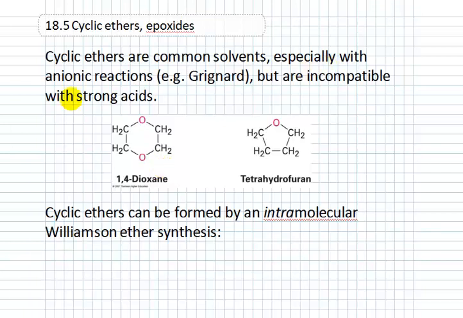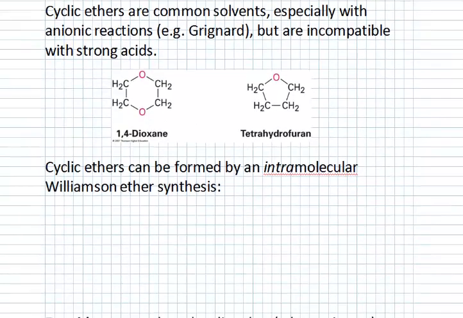So if we've got a Grignard reagent or a lithium reagent or something like that, an ether solvent will typically work well. They're incompatible with strong acids like we've showed before. That will cleave the ether and break the ring open. And just like we did before, we can make them by an intramolecular Williamson ether synthesis. I showed you one with a Grignard reaction, but we can do one that's not even nearly as fancy.